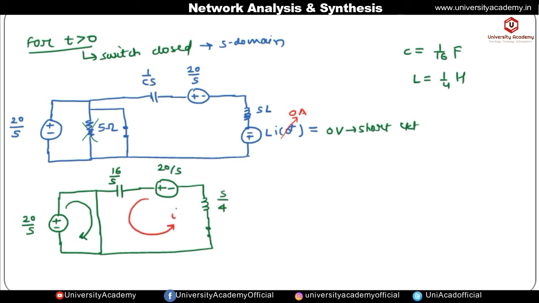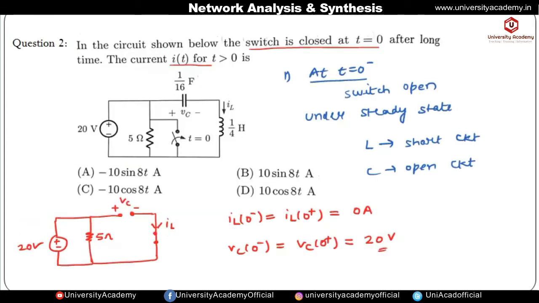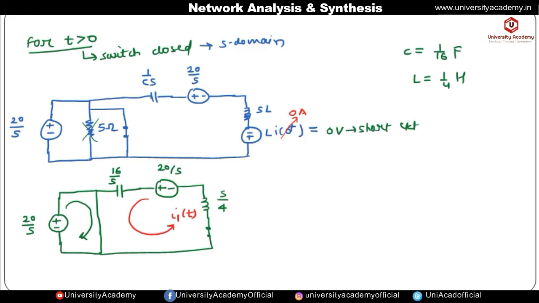Okay, suppose I1 of t current is flowing. But in the question we have to find out IL of t, that is the current flowing through the inductor, and it is in the downward direction. So the current given in the question is in this direction, and we have to find out the expression for this current. So first of all we will find I1 of t.